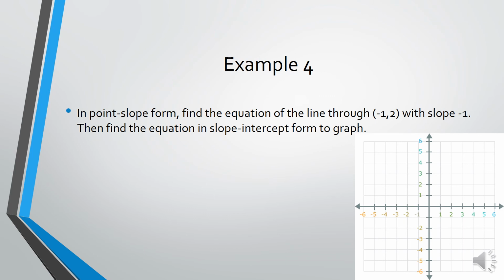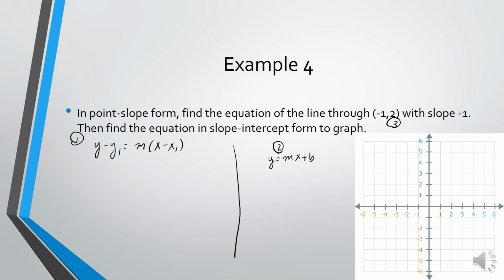Right, next, and this is our last example. In point-slope form, find the equation of the line through the point with a given slope, then do it in slope-intercept form, and then graph it. So again, this is my 3-part problem here. First, we're going to find the equation in point-slope form. So let's write that out. Then we're going to find the equation in slope-intercept form, and then we're going to graph it.